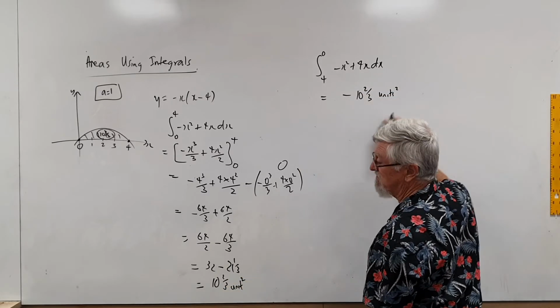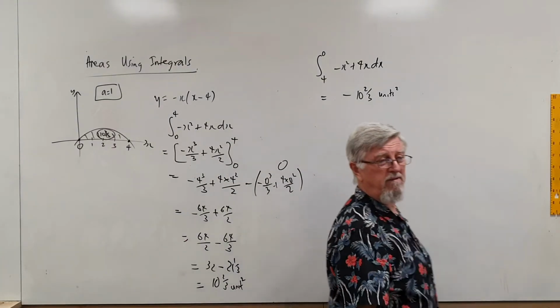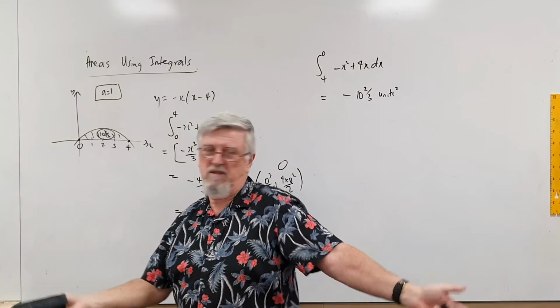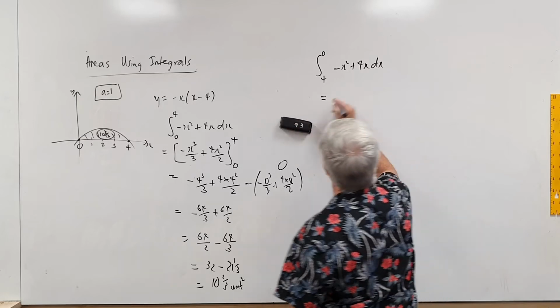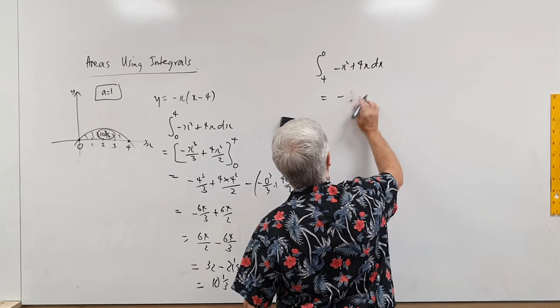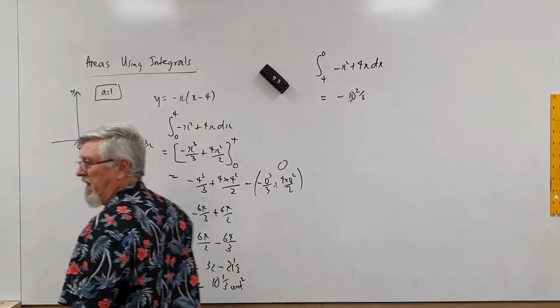And is it right to call it unit squared? Can we get a negative area? No, but in reality, if I get a negative area, I know it's just the positive area. So some people will talk about it and put in absolute values and everything. So minus, what did I say? 10 and 2/3. Okay, so I won't write unit squared on that.